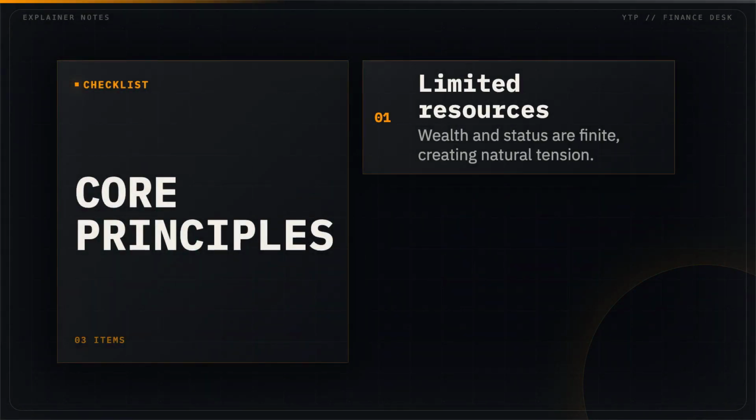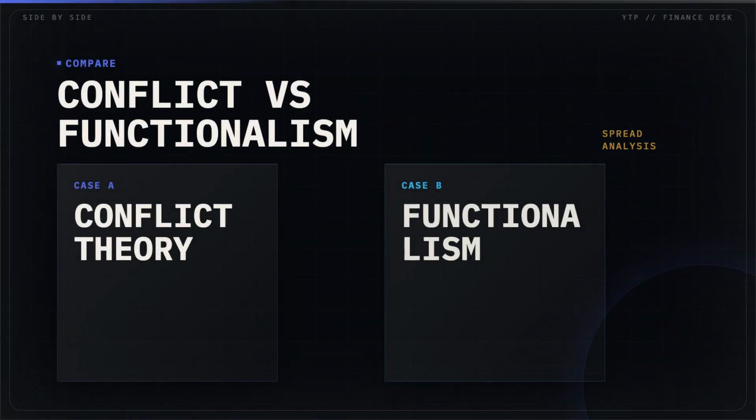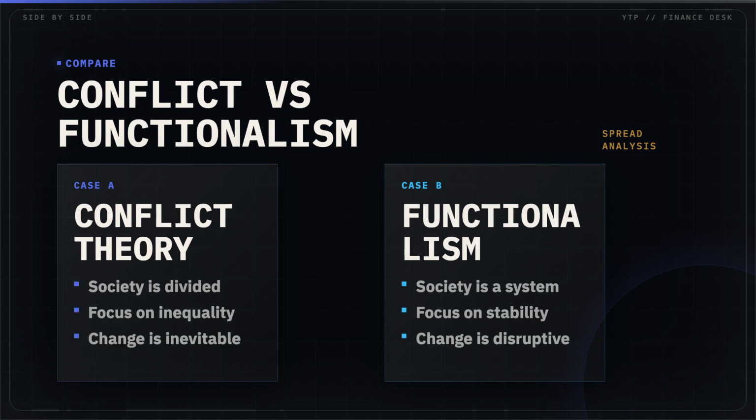The theory rests on three pillars: the scarcity of resources, the imbalance of power, and the idea that conflict is necessary for social change. It stands in stark contrast to functionalism, which views society as a machine working toward stability rather than a battlefield of competing interests.